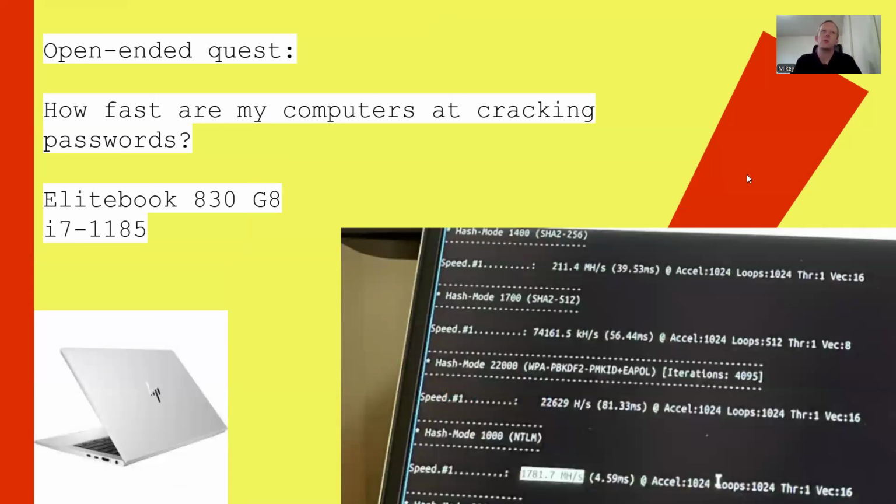So this is what I'm driving daily. I have an EliteBook 830 G8 with an i7-1185. So 11th generation isn't even that new. What are they up to now? Like 14th or something? But still, this just blows everything else out of the water. Just so much faster. Can we see this thing? Can't really, right? 1781 mega hashes per second.